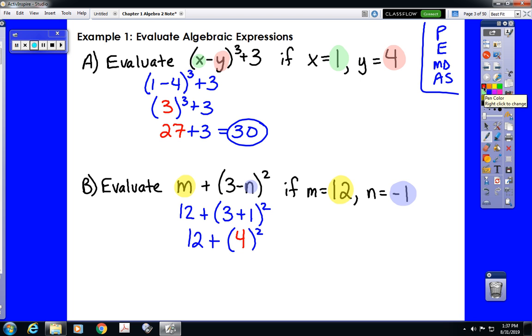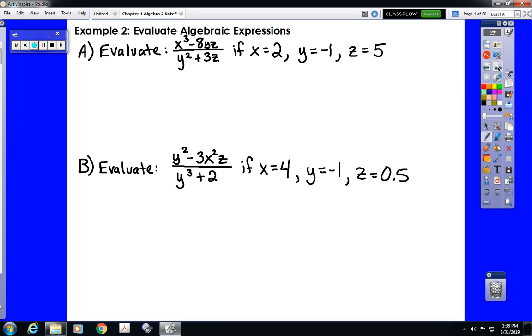Then we would do the exponent. 4 squared is 16. Gives us 12 plus 16. There is no multiplication and division, so we would add left to right, and we would get a value of 28. Do a couple more of these on this video.